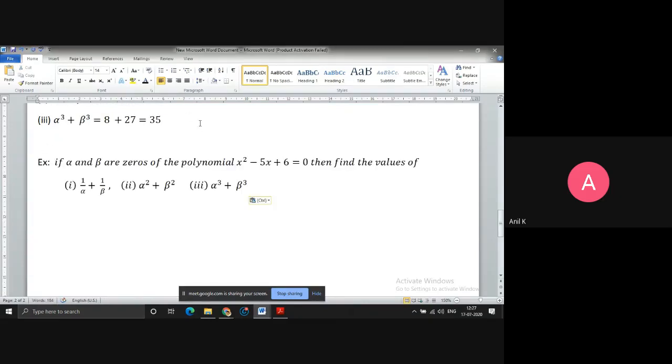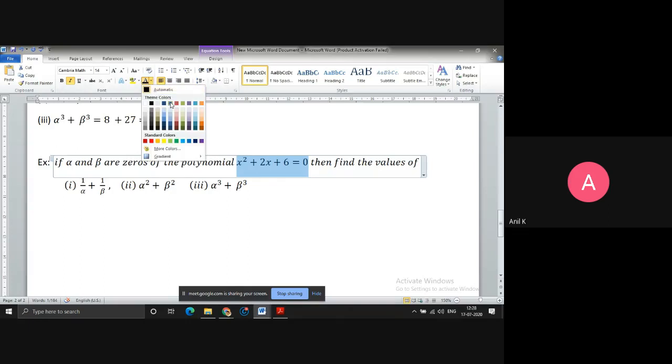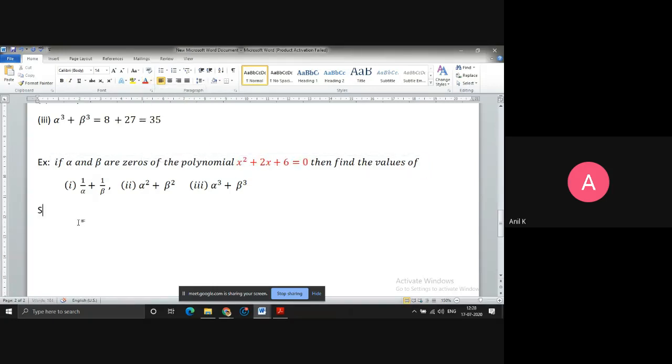Now, what I do here is, for example, let me put plus 2x and 6. Okay, x square plus 2x plus 6 equals to 0. Then find the same question I'm giving, just I'm changing the equation here. Why I want to change is, every question you are not able to solve with the same process. So let me type here solution.